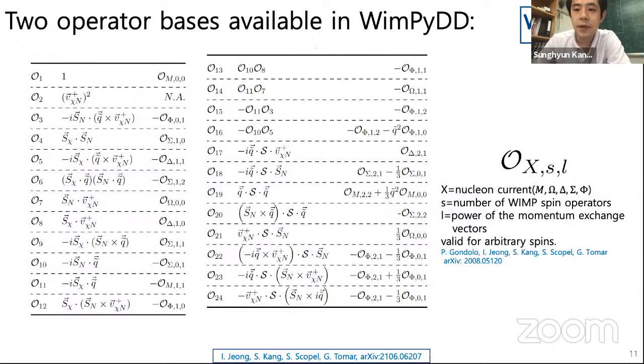In terms of operators, two bases are available. One is seen in the table, and can only be used when WIMP spin is smaller than or equal to 1/2. The other is in this notation at the right, where X indicates the nucleon current, S the number of WIMP spin operators, and L the power of the momentum exchange vectors. This notation can be used for arbitrary spins.